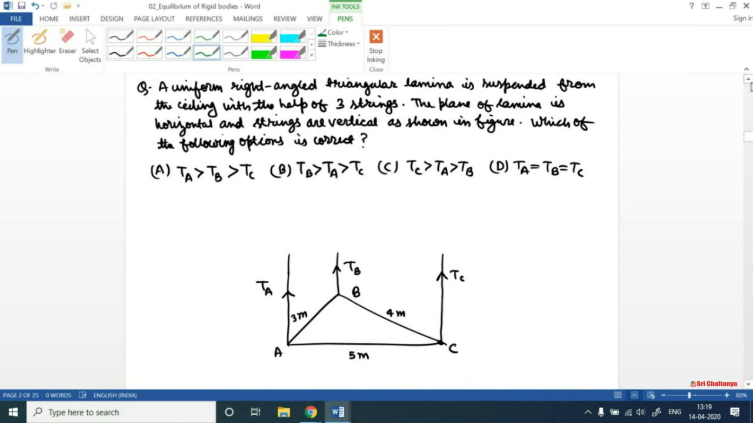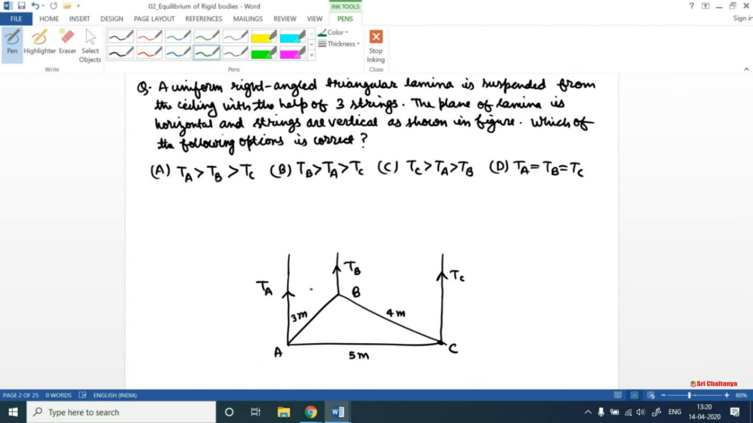So what we are having is a uniform right angle triangular lamina that is suspended from the ceiling with the help of three strings, and the plane of the lamina is horizontal. This is a triangular lamina, and it is horizontal and suspended by three strings having tensions TA, TB and TC. Which of the following options is correct?